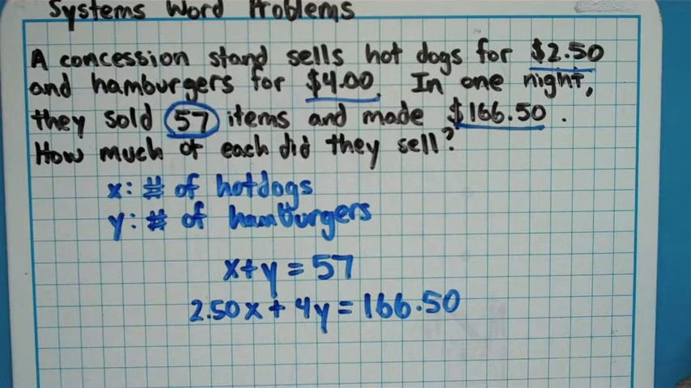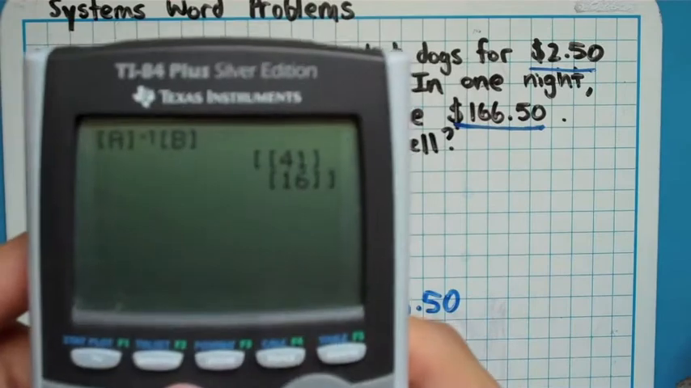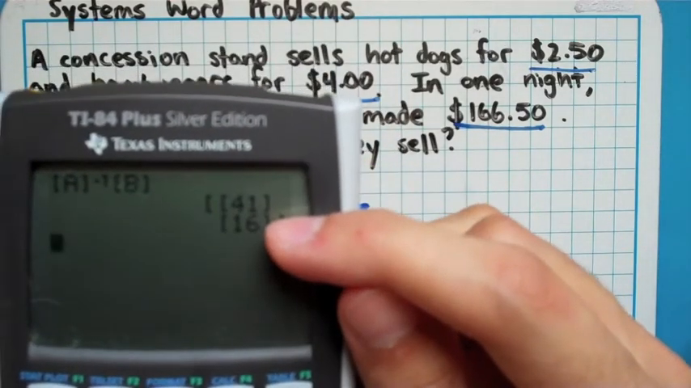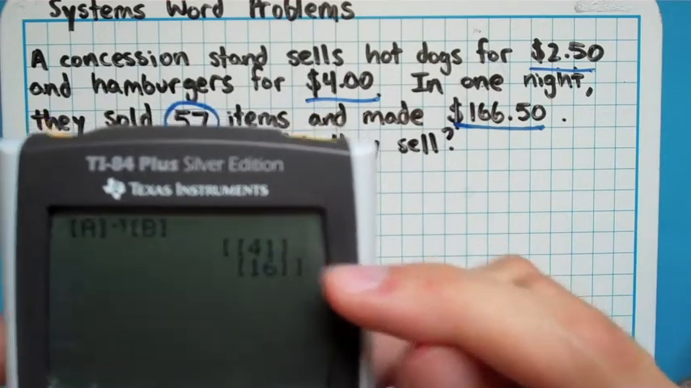So what I would much prefer to do is just use the new calculator method, use the matrices. Once you have the equations, you don't want to sit there and do a bunch of extra work, just pop it in your calculator. And if you go through the whole process that I covered in the last video, this is what my calculator ends up saying after I typed it in. And as you recall, the top number is x and the bottom number is y. So it looks like I sold 41 hot dogs and 16 hamburgers.